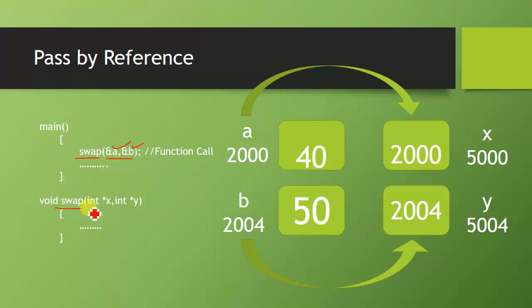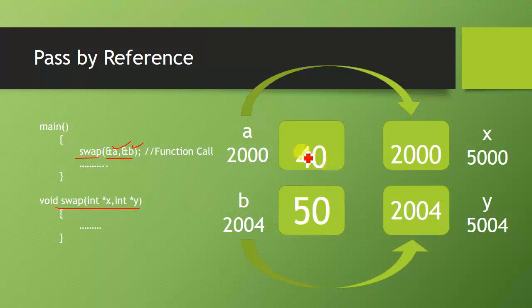And where we define our function, we will write the pointers: the function name, and in the parentheses we declare our pointers. First one is pointer x and pointer y. So the address of the a variable and the address of the b variable are being transferred to these pointers.